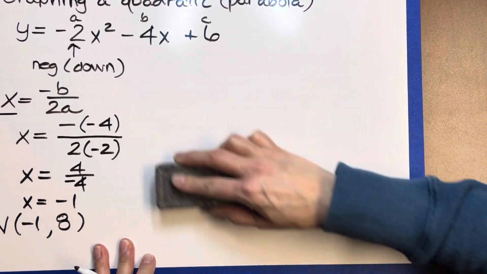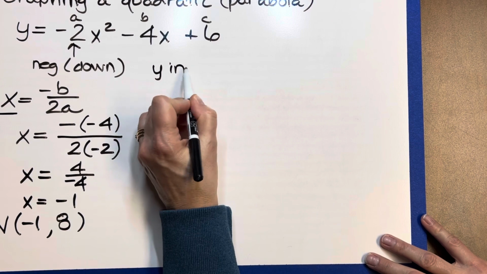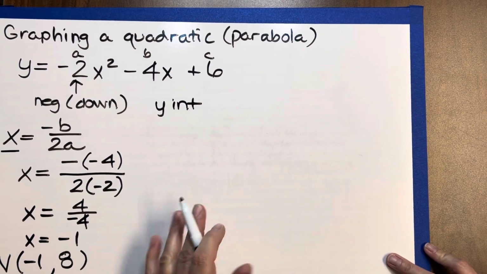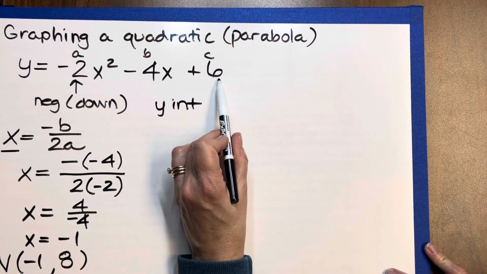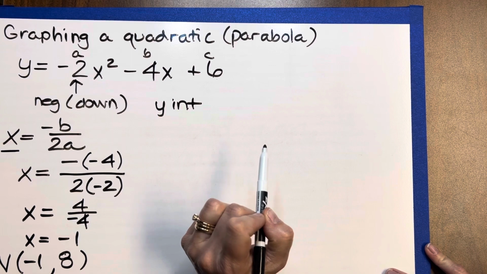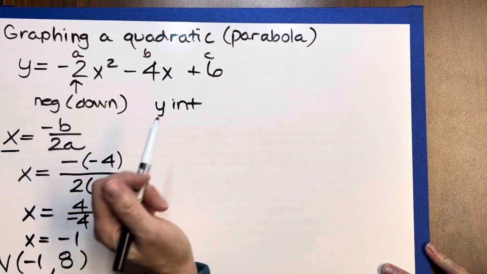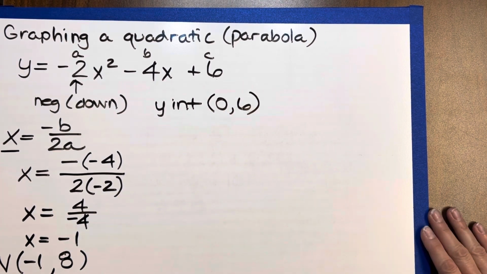So another point that we would want is the y-intercept. So the y-intercept is where it crosses the y-axis. If we look at our original function, that c value is always your y-intercept, because if we substitute in 0 for these x's, those terms cancel out. So our y-intercept is 0, 6. That's a really easy point to find.